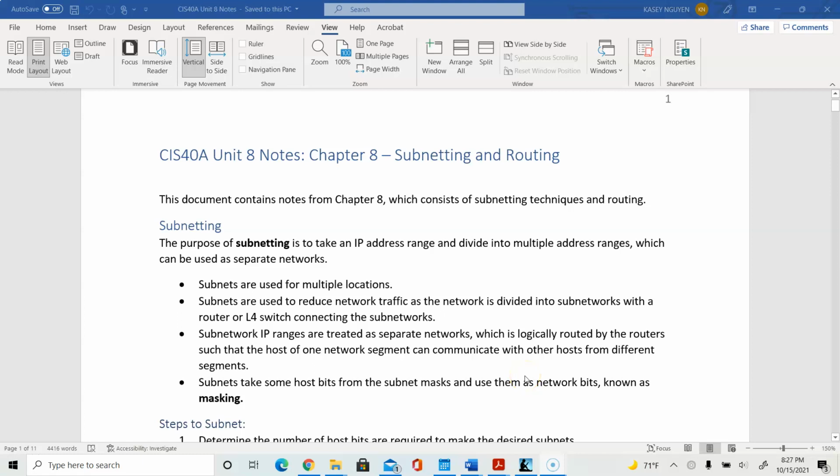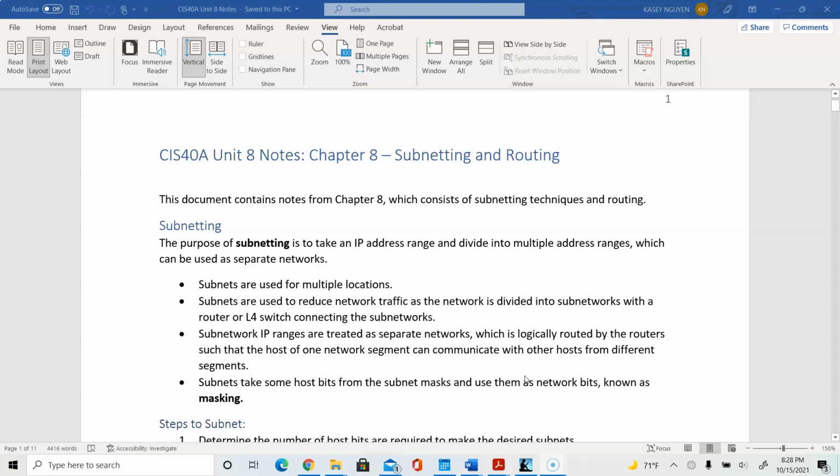Hello, CIS40A. In this video, I'm only going to cover the lecture for Unit 8 as I didn't assign an assignment for this week. Make sure that you work on your subnet practice using your workbook. And in this chapter, I'm also going to use the author's technique. And whichever technique is easier for you, you can use it for the subnet.